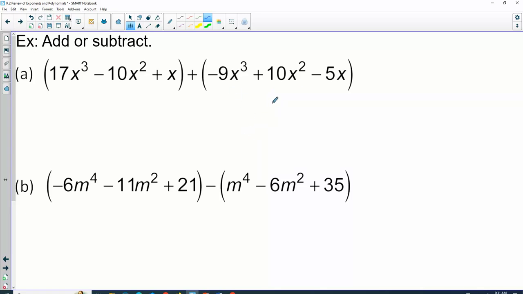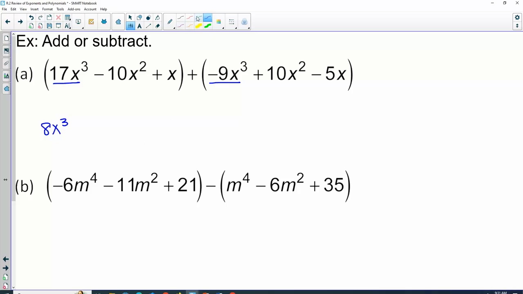Adding and subtracting, we just add them if their exponents are the same. So the 17x to the 3rd would get added with the negative 9x to the 3rd. When you add and subtract, the variable doesn't change. It's just the coefficient. So 17 plus negative 9.